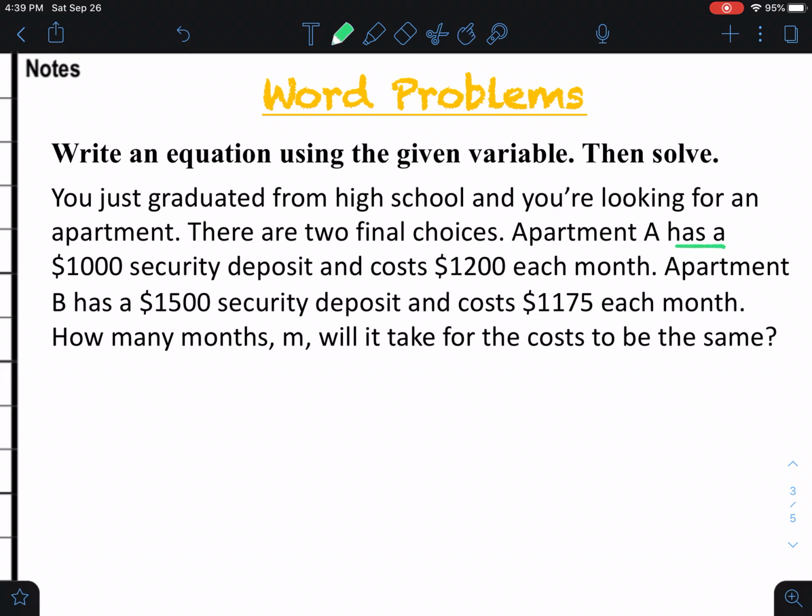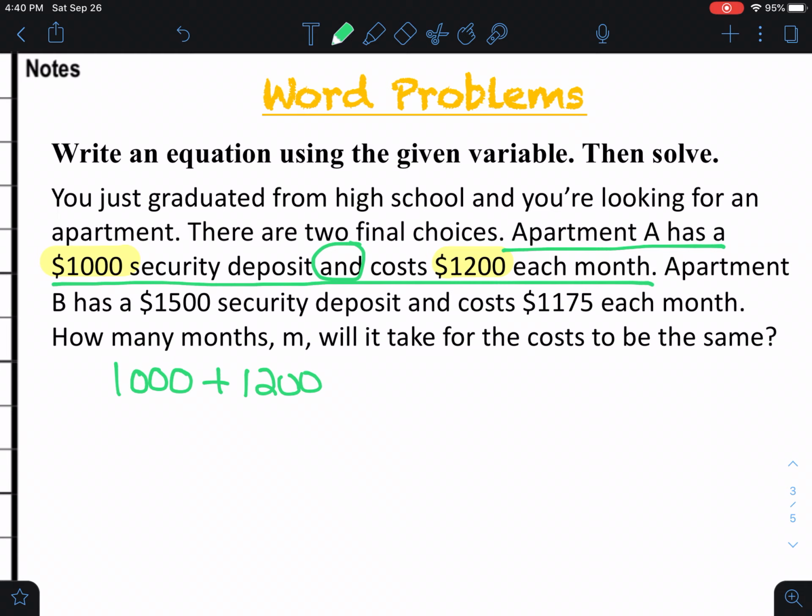We've got 2 apartments. This sentence right here discusses apartment A. The first thing they tell us is that it's a $1,000 security deposit. So I know I have to pay $1,000. And then they say "and," that means in addition, so plus. Then I also have $1,200 that I have to pay, so plus $1,200.